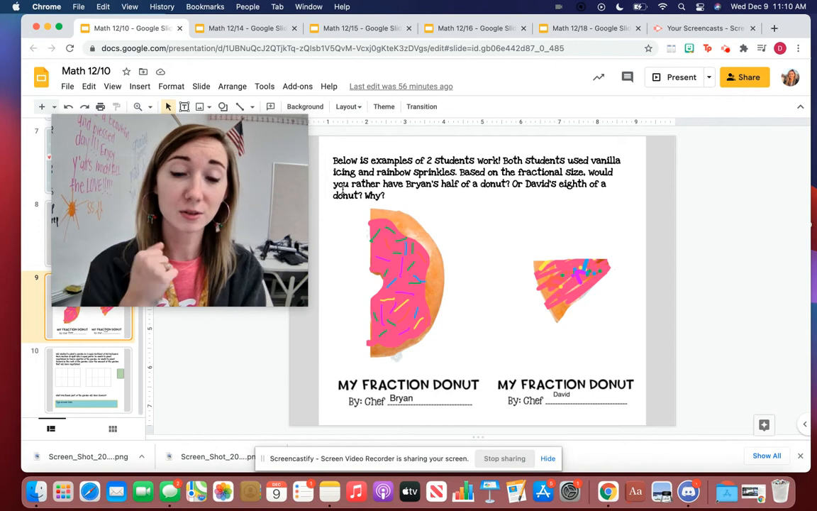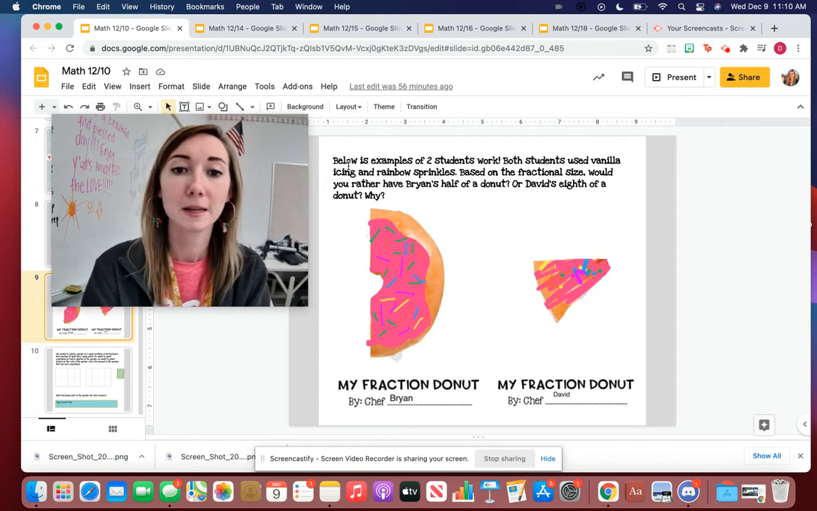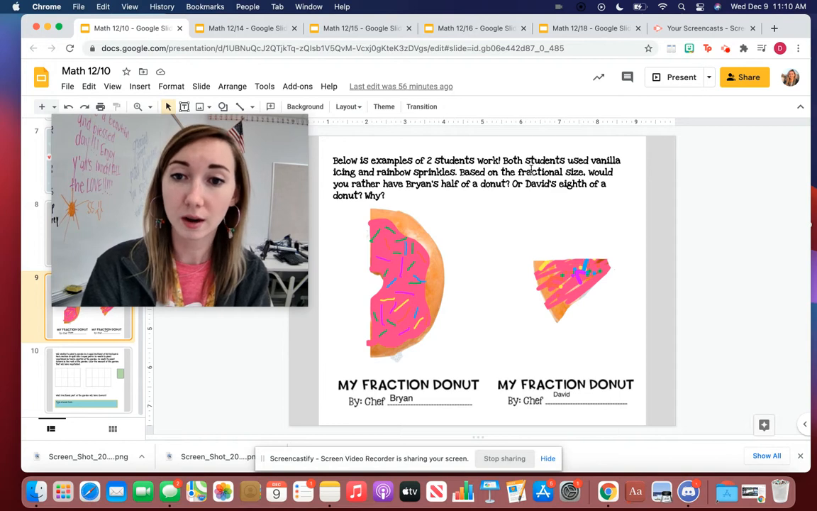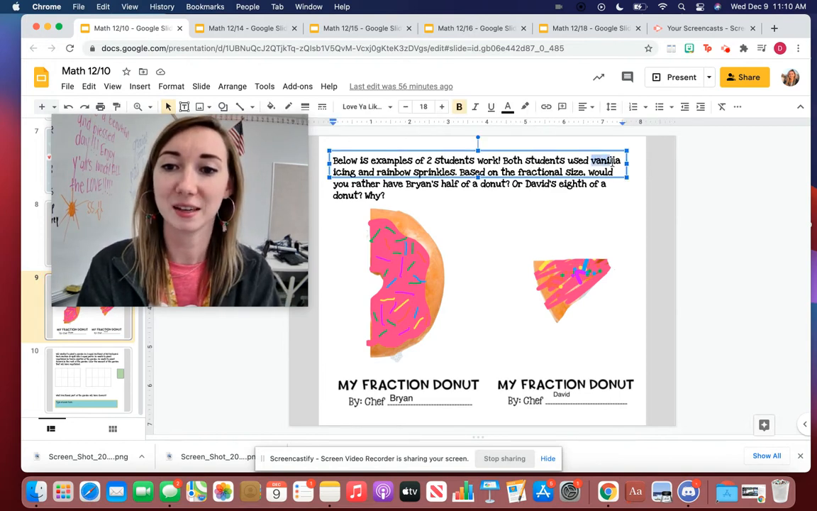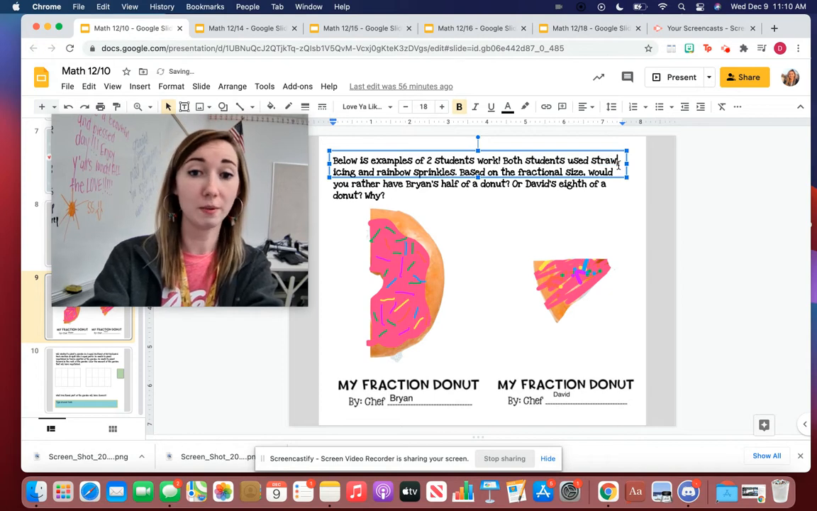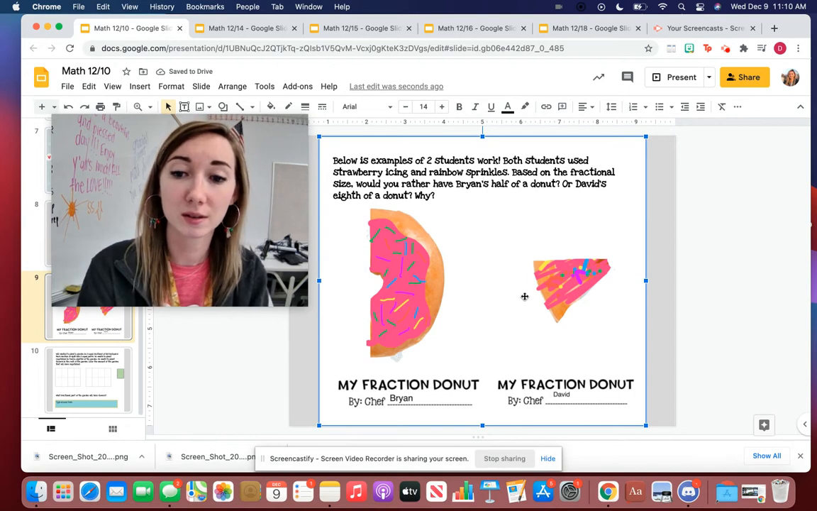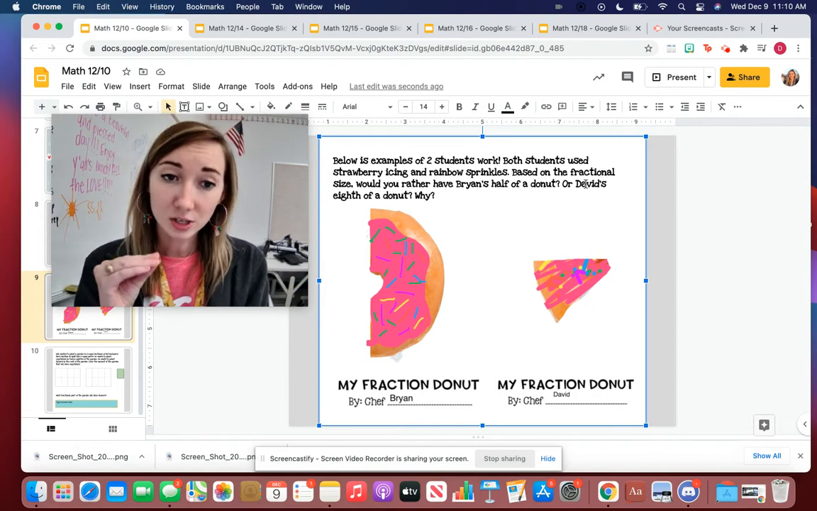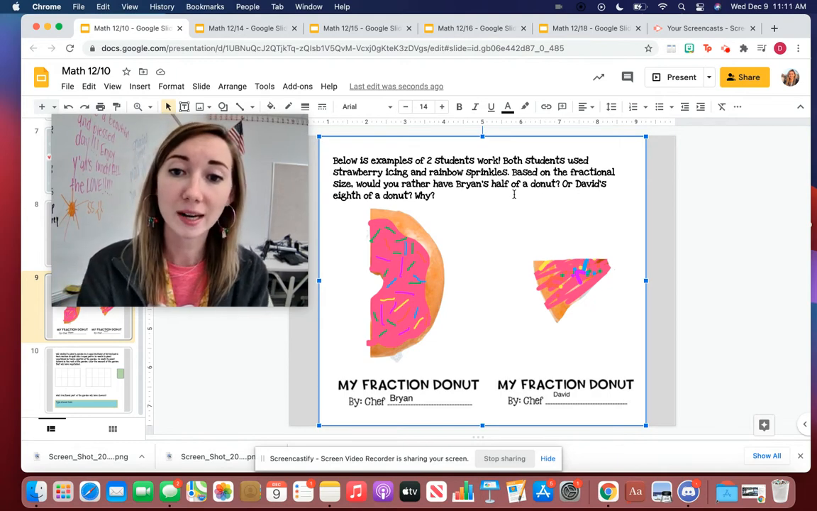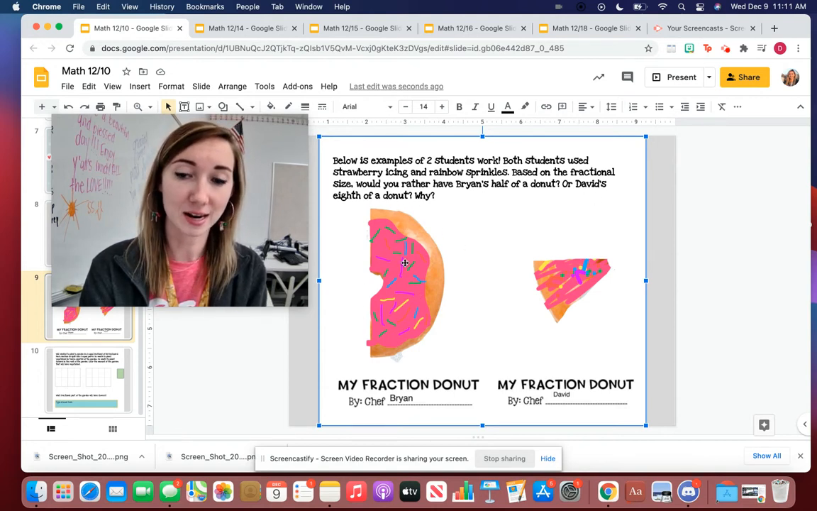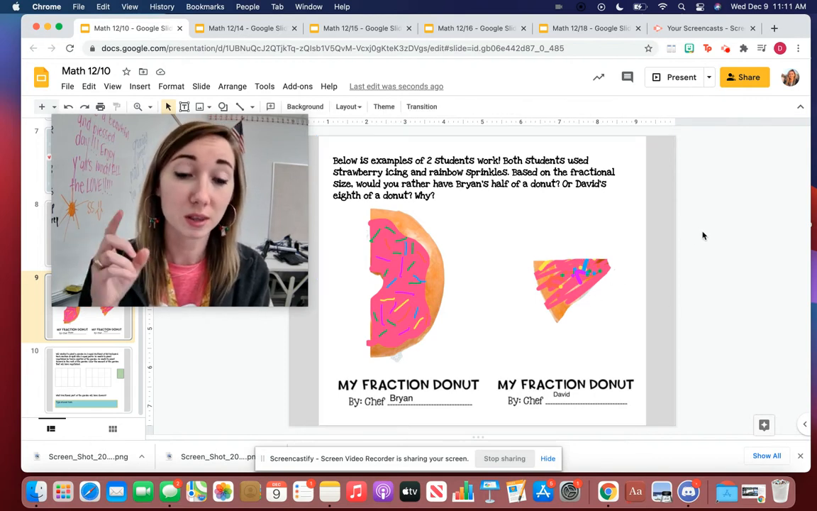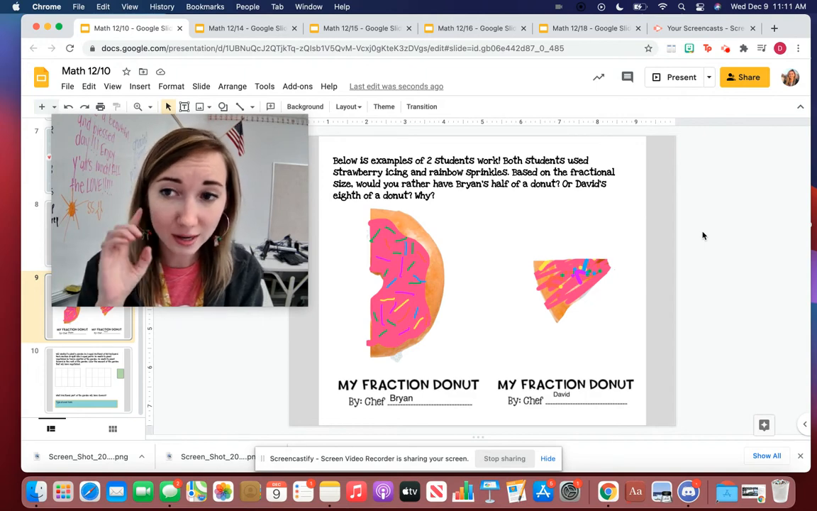Here you guys are going to do the same thing. Let me read it for you, okay? Below are examples of two students' work. Both students use, and that is not vanilla icing, silly Miss Sigler, that is strawberry icing. So both students use strawberry icing and rainbow sprinkles. We see the rainbow, we see the strawberry, we see the rainbow, we see the strawberry. Based on the fractional size, would you rather have Brian's half of a donut or David's eighth of a donut? We have Brian's half right here, and we have Chef David's eighth, and we're going to think about it and explain why.